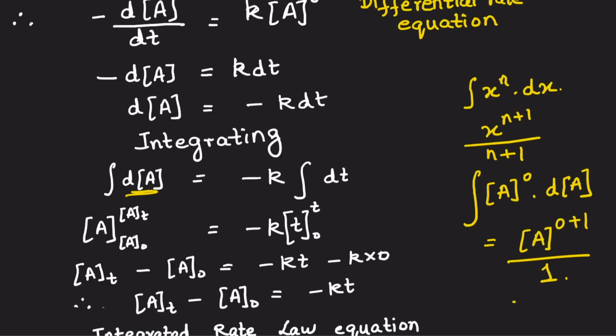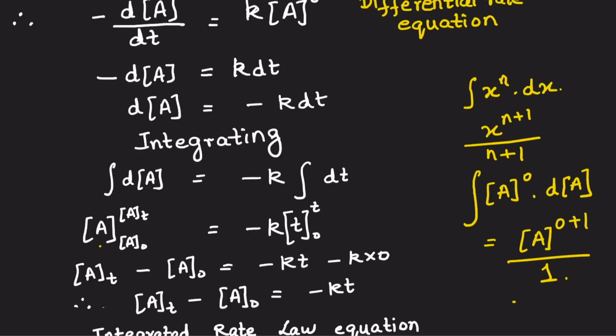So what are you left with over here? Correct. So you get the concentration of A, and okay, for now just don't bother about this. Concentration of A is equals to minus K. Again, what will you get over here? t.